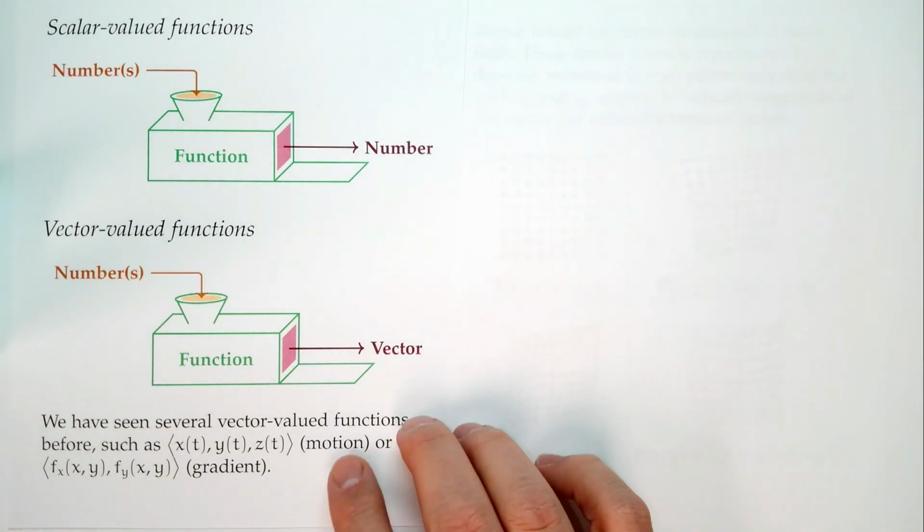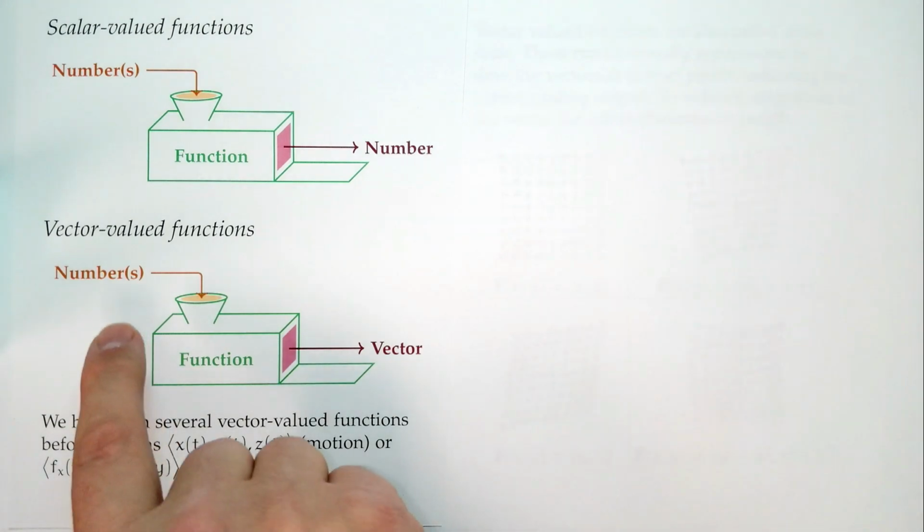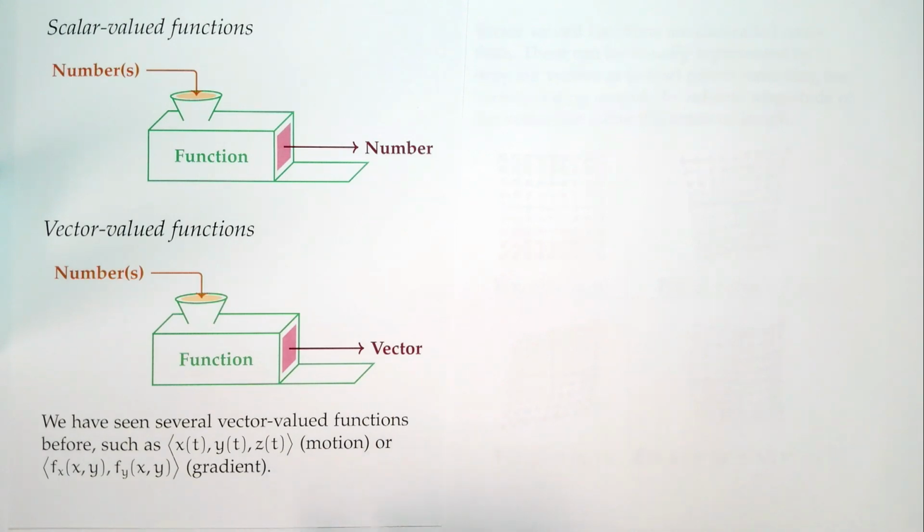So for example, when we talked about motion, we said our input was time, and our output was a vector that indicated somewhat of a location, x of t, y of t, z of t. Now that's not the only kind of vector-valued function we've seen. Another important type is one where we put in a pair of numbers, and out comes a vector, which is the gradient. So in the gradient, we put in a location, out comes a vector, and that vector gives us information about what the function is doing. So we're really going to be looking into this type of thing, vector-valued functions.